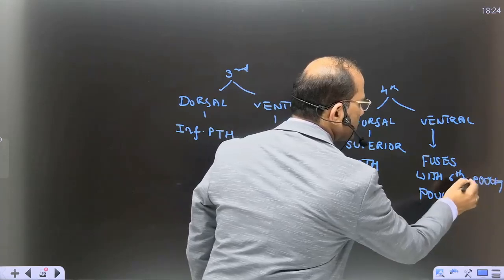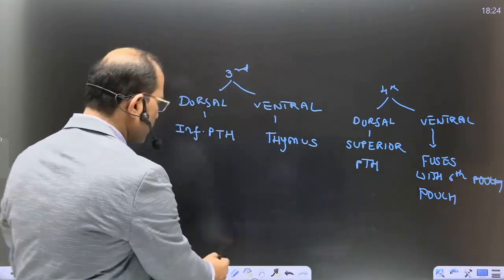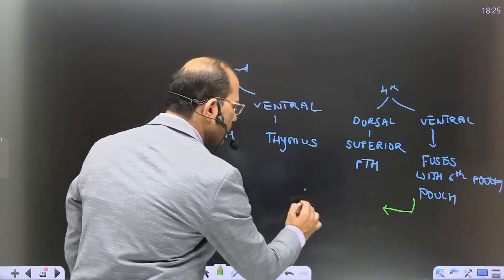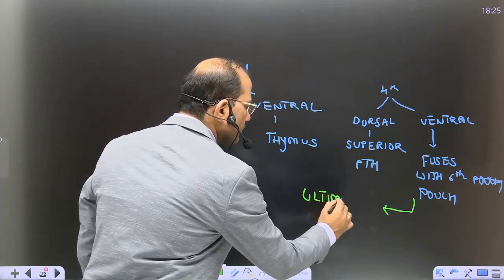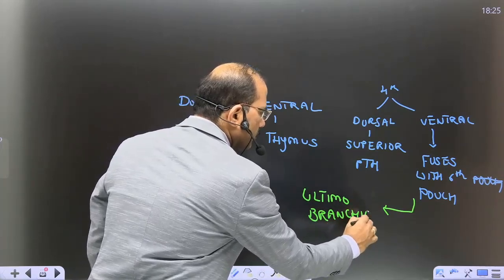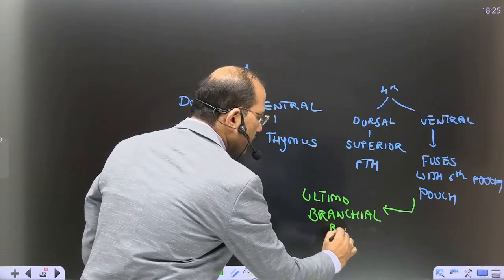I'll make it like this. Fuses with the sixth pouch, and what does it form? It forms a body here. And what is this body known as? This is what we call the ultimobranchial body. Ultimobranchial body.